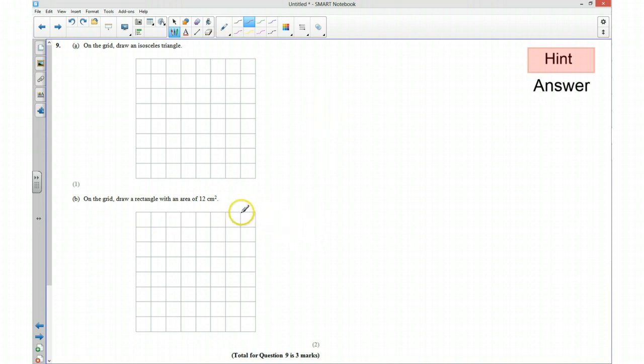So we're going to assume that each of these lines here represents 1 centimeter, and 1 centimeter squared would be one of these squares. So it's the space inside one of these squares is 1 centimeter squared. There we go, so that's 1 centimeter squared. So we need to draw a rectangle that has an area of 12 of these, 12 centimeters squared. Okay, those are my hints. If you'd now like to pause the video and see if you can work out the answers.